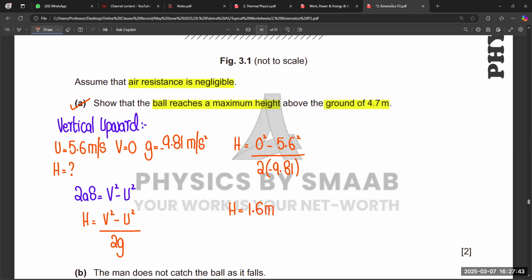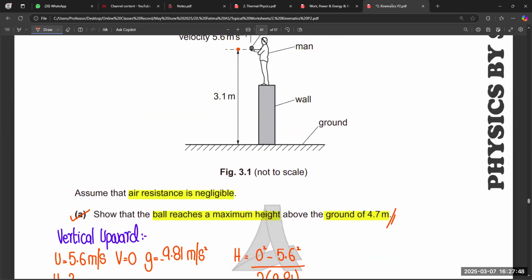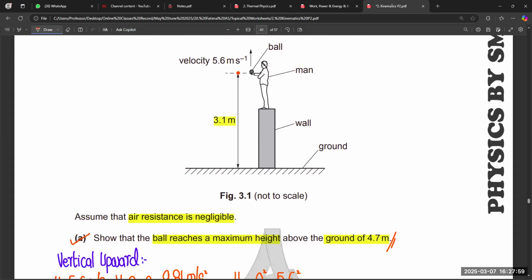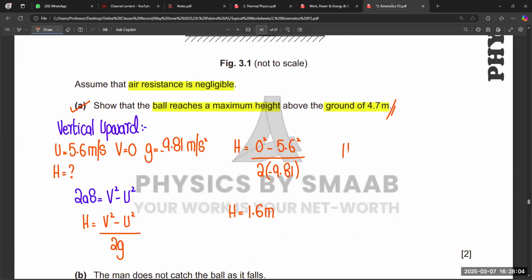But they are saying the final distance must be equal to 4.7. And we already observe in the diagram that 3.1 meter is already covered by the ball, because the ball is already at 3.1 meter height. So this is the vertical distance covered by the ball from the ground, because in the question they are asking from the ground. So the final or total height is equal to 4.7 meters, right? This is the final answer.